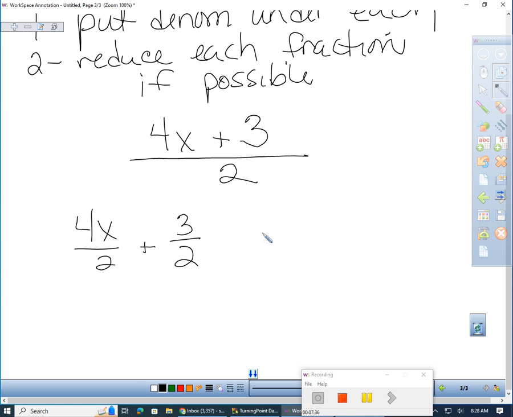Then the next step is if we can reduce either fraction, we do that. Can I reduce either one? Good. So 4 over 2 is what, Wyatt? Good. So we have 2x here, and then I can't reduce 3/2, so I'm going to leave it as 3/2.